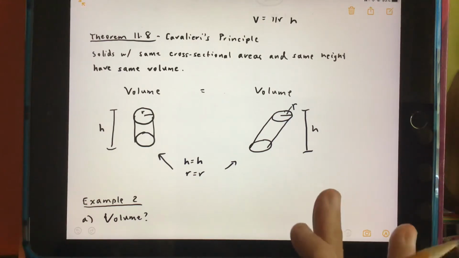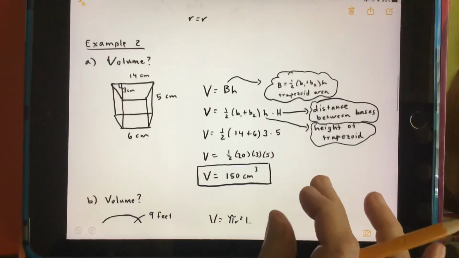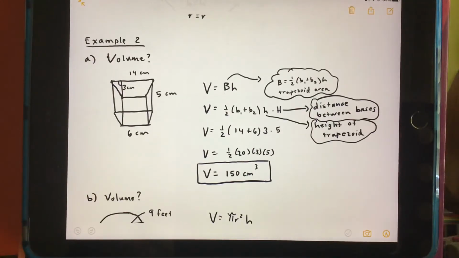All right, let's look at some examples to see these theorems in action. Example 2, letter A: what is the volume of the solid figure that you see here? Well, you see a prism, and the bases of this prism are trapezoids. So we're going to find the area of the trapezoid base, multiply that times the height, the distance between the two bases, and then we will have calculated the volume of this three-dimensional solid figure.